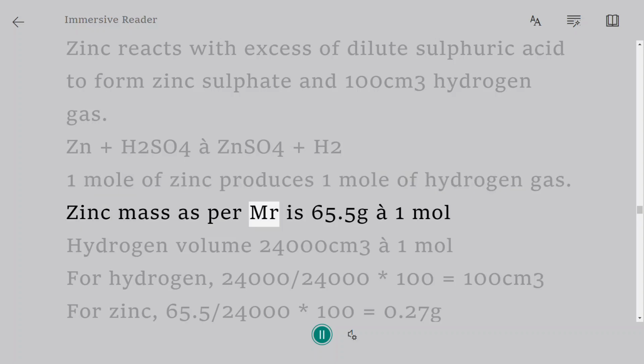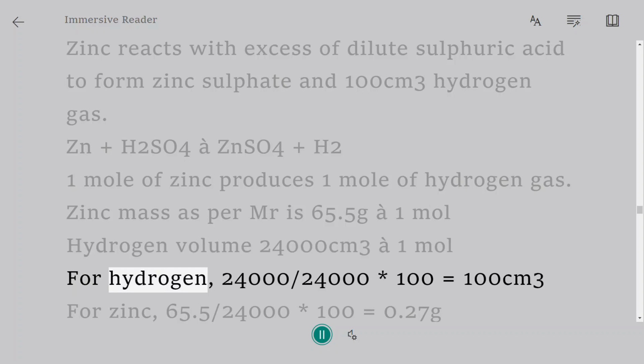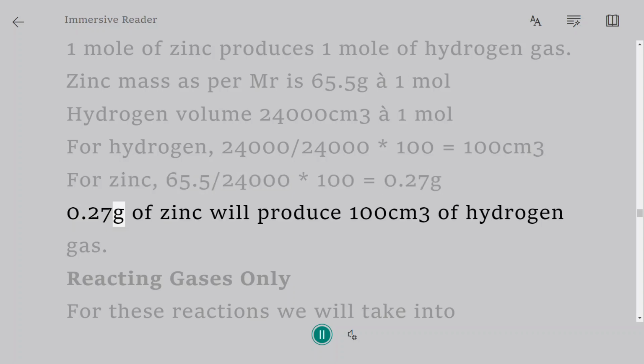Zinc mass as per Mr is 65.5 g a mole. Hydrogen volume is 24,000 cubic centimeters a mole. For hydrogen, 24,000/24,000 × 100 equals 100 cubic centimeters. For zinc, 65.5/24,000 × 100 equals 0.27 g. 0.27 g of zinc will produce 100 cubic centimeters of hydrogen gas.